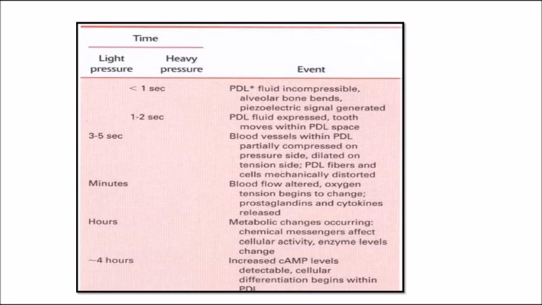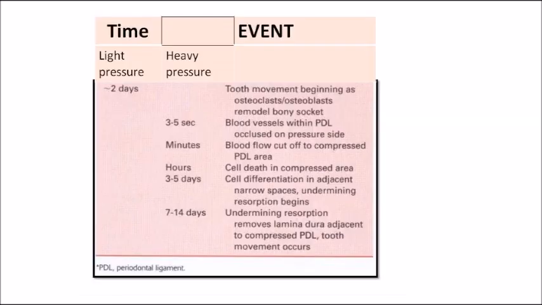So there will be increased cyclic AMP levels which are detectable, and also there will be differentiation of the cells within the periodontal ligament. So this is happening within 4 hours. So we have seen what happens when a light pressure is applied to a tooth till 4 hours of time period. By 4 hours there will be increased cyclic AMP levels and cellular differentiation is beginning.